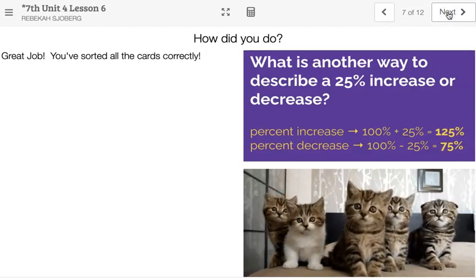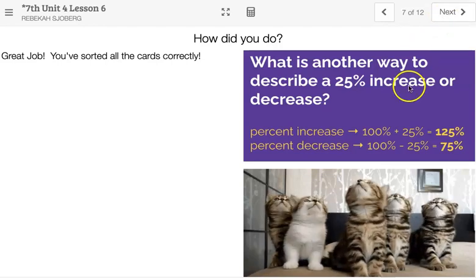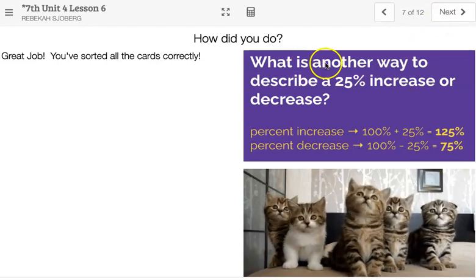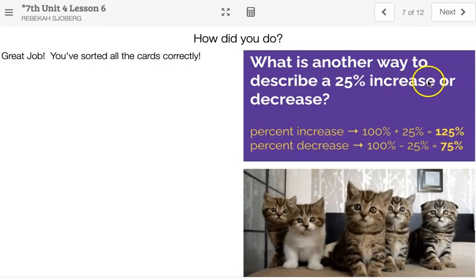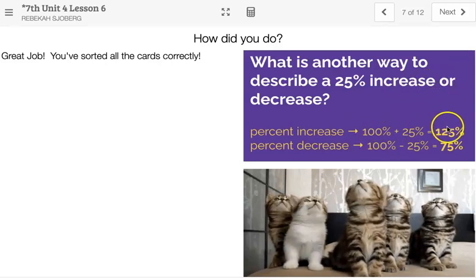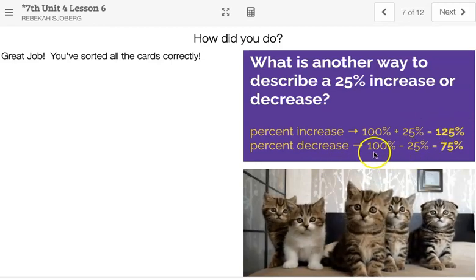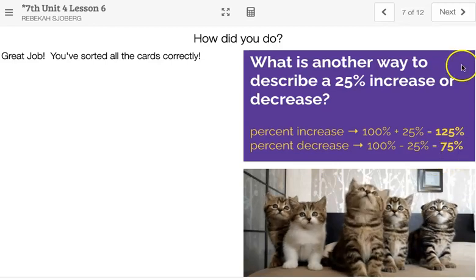All right, looks like I got all the cards right. So again, if you want to find a way to describe a 25% increase or decrease, if you go up by 25%, you start at 100, you're now at 125% of. If you go down by 25%, you start at 100, you're now 75% of.